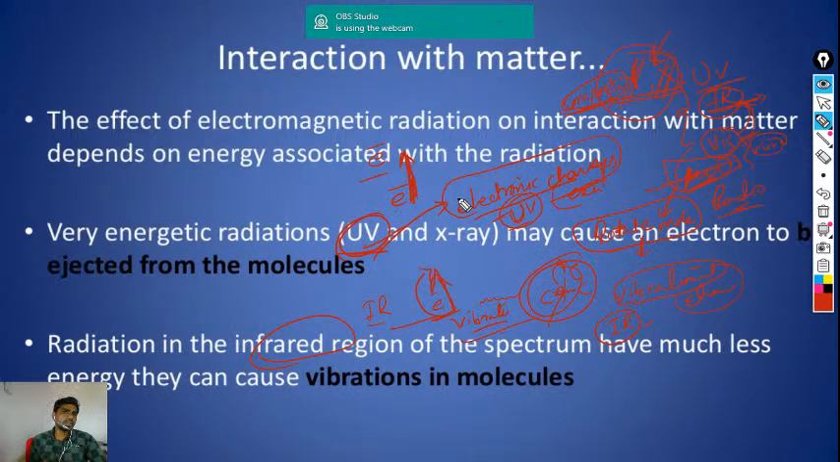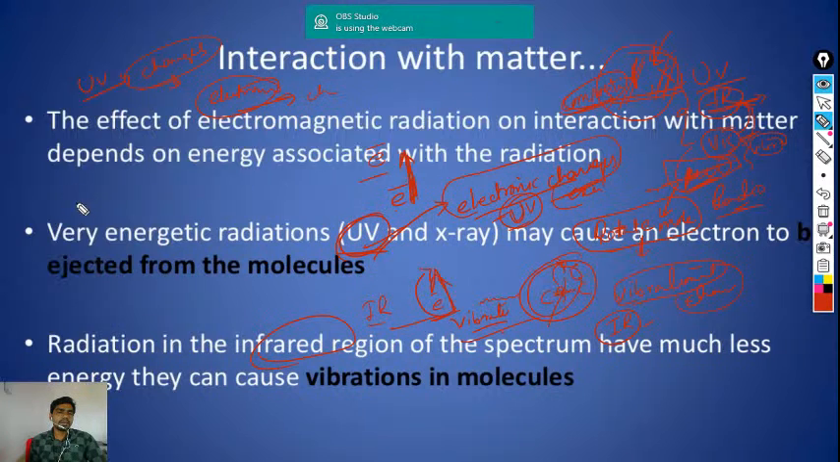So the question will be like this: in UV spectroscopy, what kind of changes or what kind of studies are we going to study? UV spectroscopy is about the electronic excitations, electronic excitation or electronic changes.